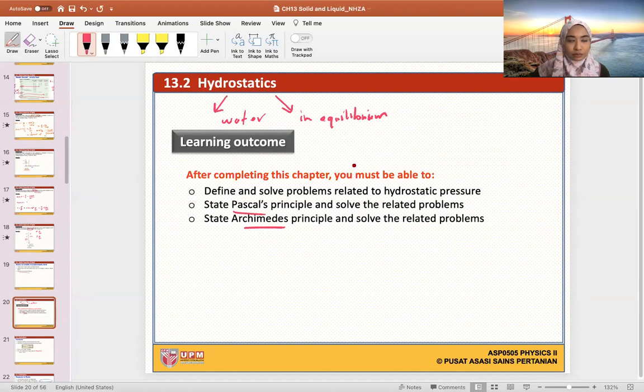Sorry, hydro specifically for water ke campur gas sekali? I'm not sure. I will get back to you on that.